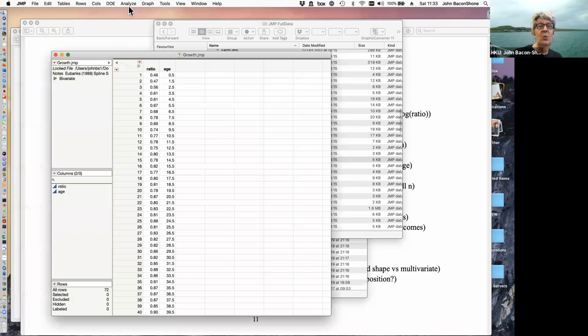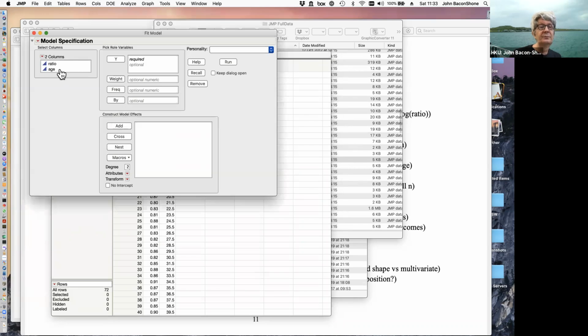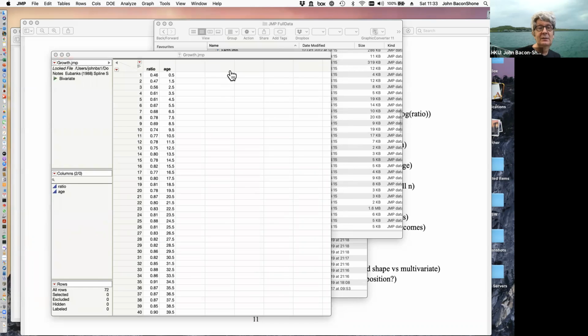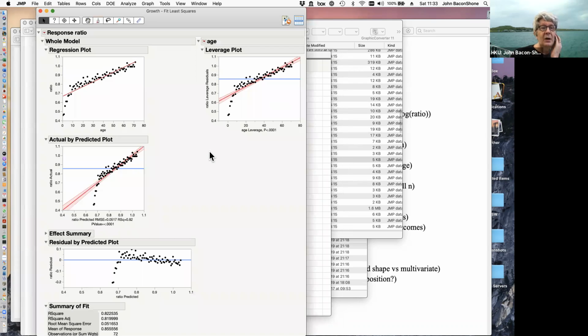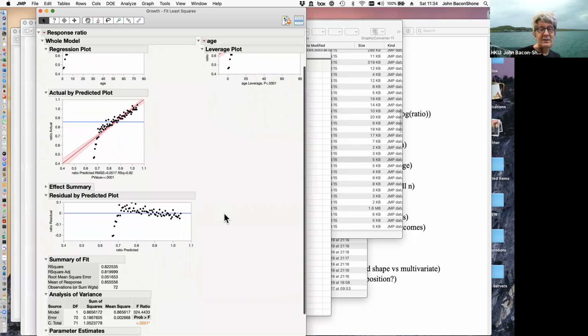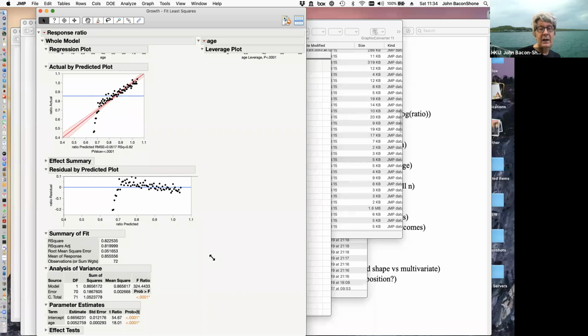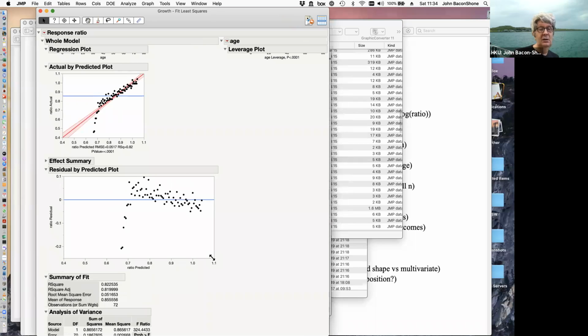So if instead of using fit y by x, we use fit model, let's do it within here, because then we have more tools to evaluate it. Now we can see, indeed, the regression plot shows that this is not very good. And if we look at the residual versus predicted plot down here, you can see very clearly there is a strong pattern when we plot the residuals. In general, plotting the residuals is a very important thing to do as a matter of course. We should regularly check the residuals, for example, by plotting them against the predicted values to see if there's a pattern.